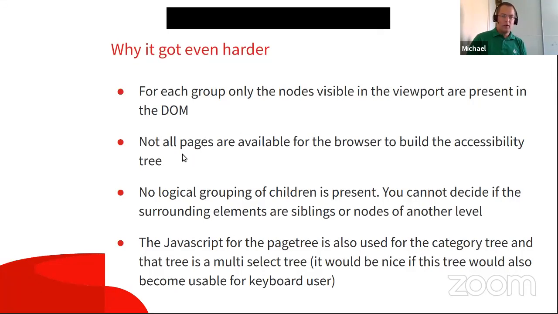You do not have all pages available for the browser to build the accessibility tree. The accessibility tree is similar to the DOM tree of the browser, but it is the structure that is available, for example, for screen readers or other assistive technologies. Also, we have no logical grouping of the children, so you cannot decide if the surrounding elements are siblings of the current node or nodes of a different level.